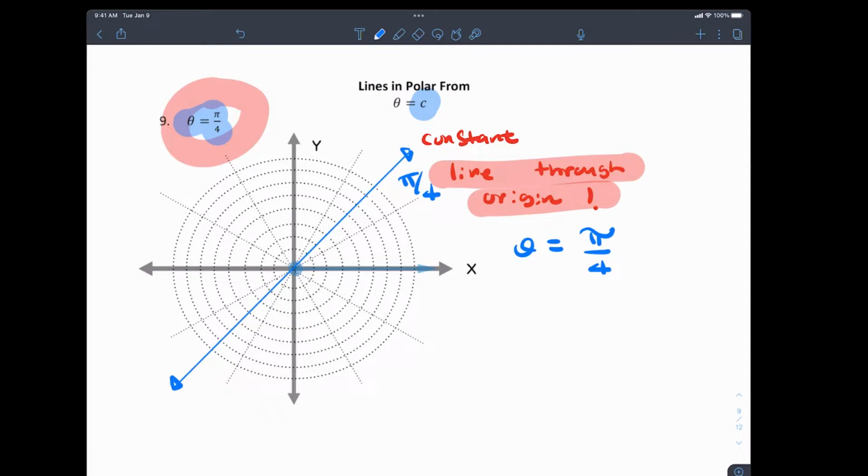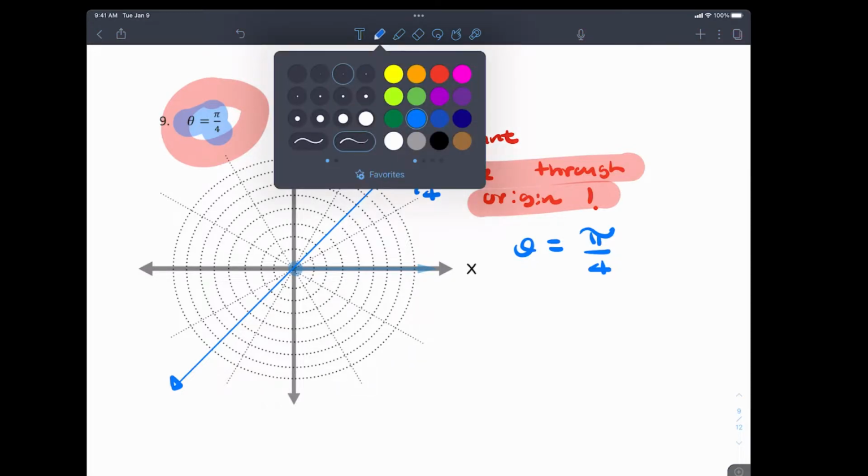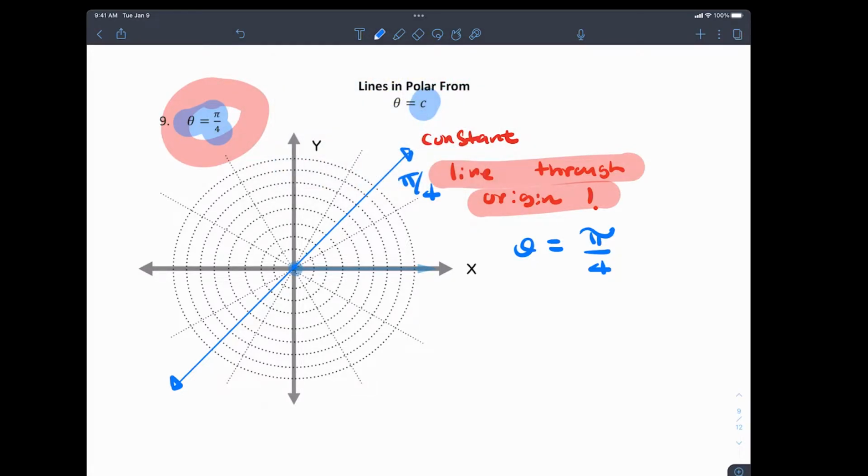There's no R value, so R is arbitrary. All of those radius values are points on the line. There's infinitely many radius values that are positive, infinitely many that are negative. Those are all points on the line. Theta is just pi over 4. That's kind of how we think about it.